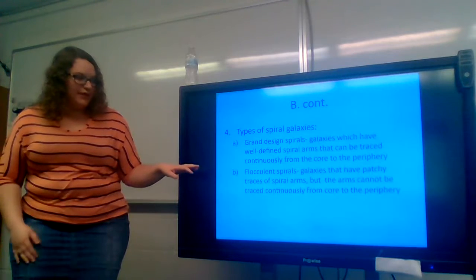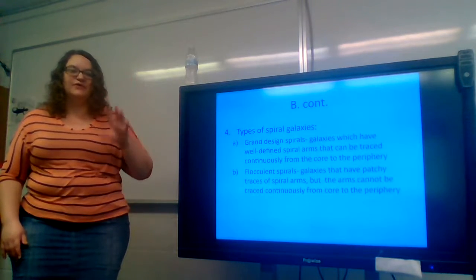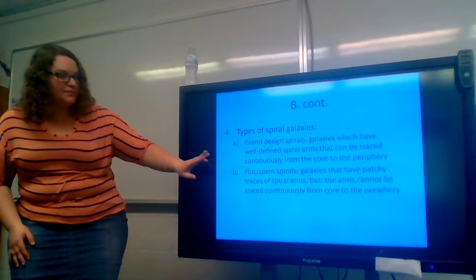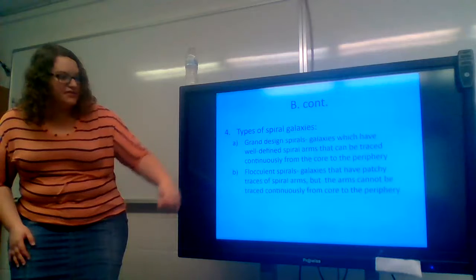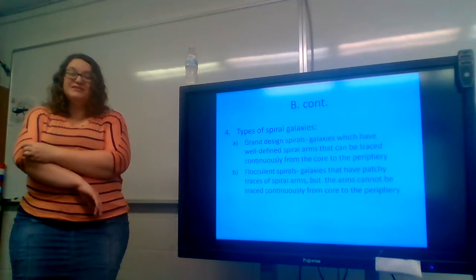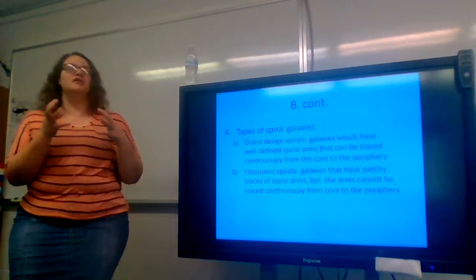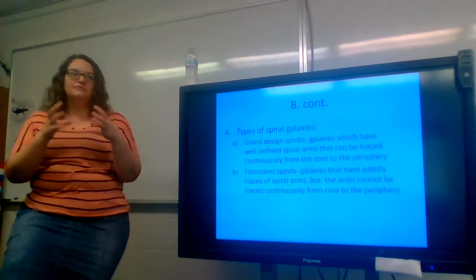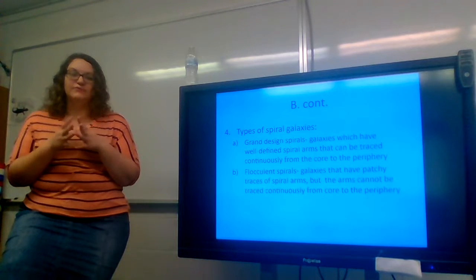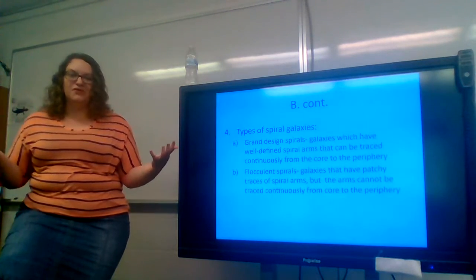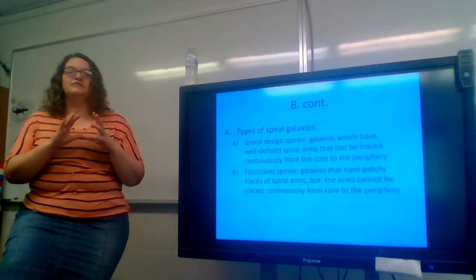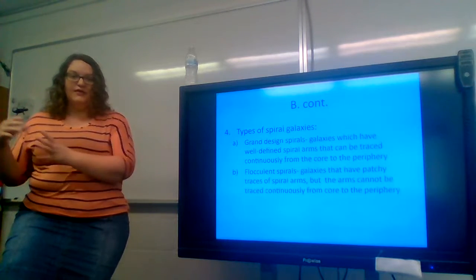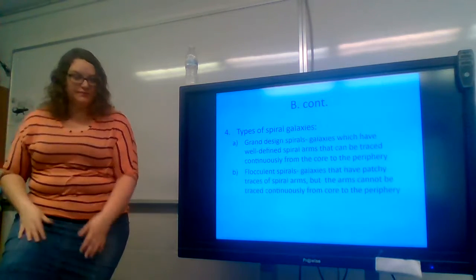Versus flocculent spirals. I like saying that word, flocculent. It's a fun word to say. Anyway, these galaxies have patchy traces of spiral arms, but the arms cannot be traced continuously from core to the periphery. So basically there are chunks of missing stars in the arms, okay? But the arm will continue for a little while, then there's this break, and then it will pick up and continue on later, all right?